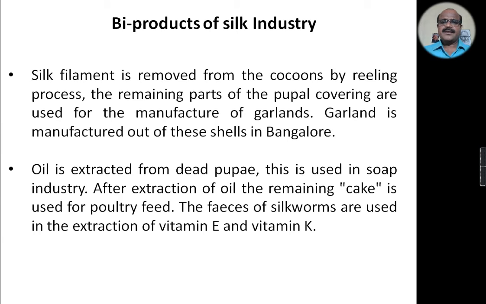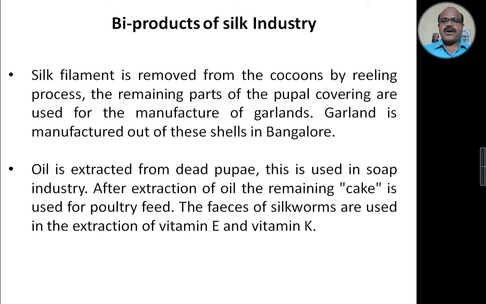The second one is oil, which is extracted from the dead pupae. This is used in soap industries. So after extraction of the oil, the remaining cake is used for poultry feed. The feces of the silkworms are used in the extraction of vitamin E and vitamin K.